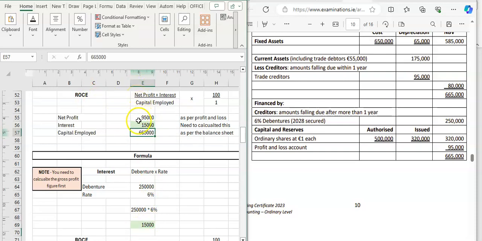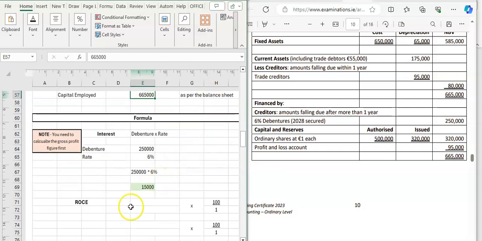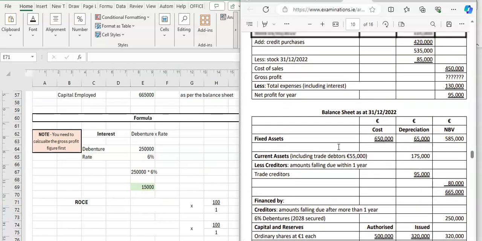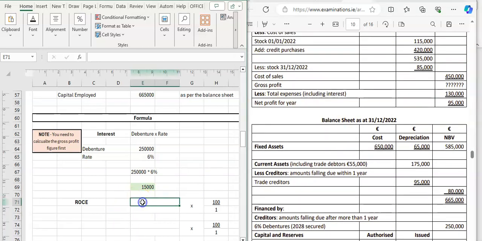So we've got our net profit figure of 95,000. We're going to add on the interest of 15,000, and we're going to divide that by our capital employed, which is 665,000. And because that's a percentage, we're going to multiply by 100%. So let's have a look. Our net profit for the year is 95,000. We add on our interest, which is 15,000, and we divide all that by our capital employed, which is 665,000.